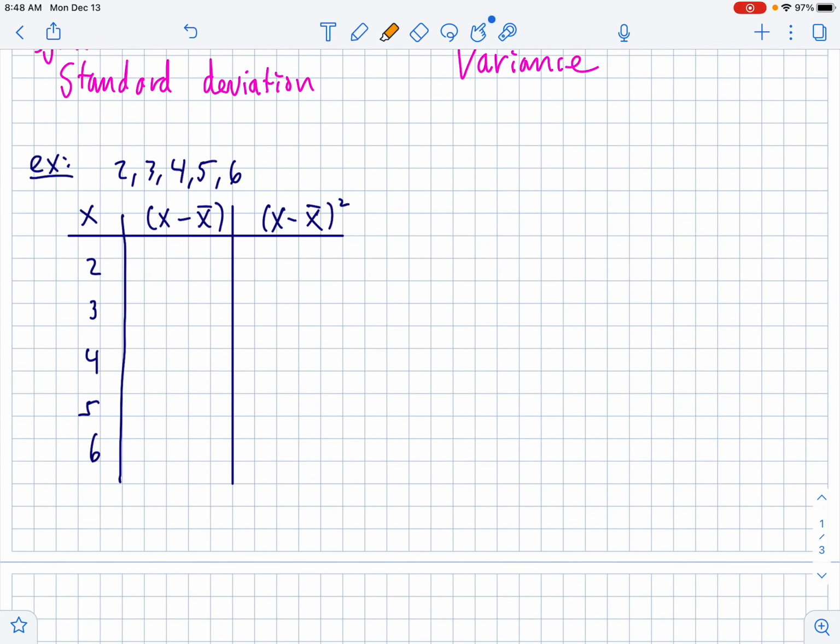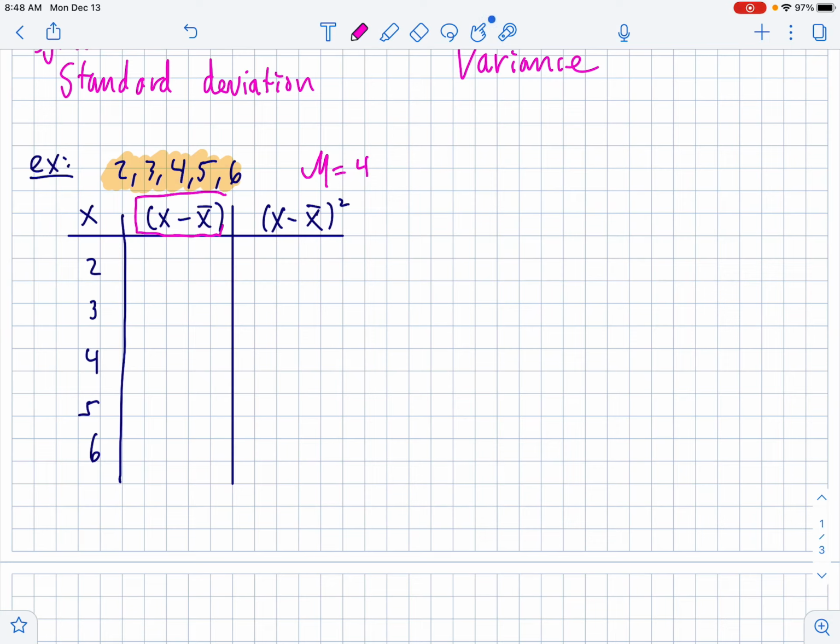So, real quick example of how to find this by hand. The book has a data set of like 32 different numbers, but it's such a long table, so I really just boiled it down to something simple: 2, 3, 4, 5, 6. The mean of this data, if you add them all together and divide by 5, is 4.